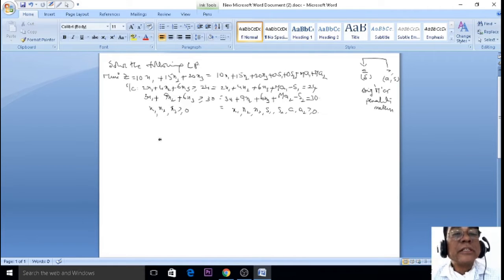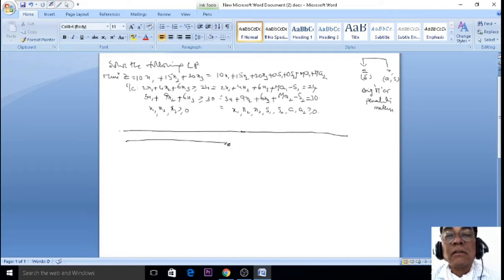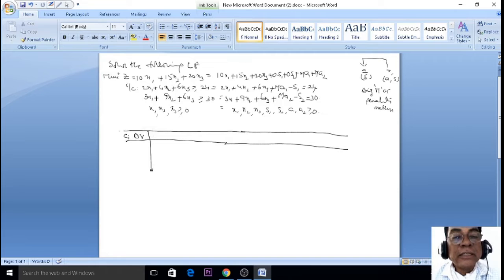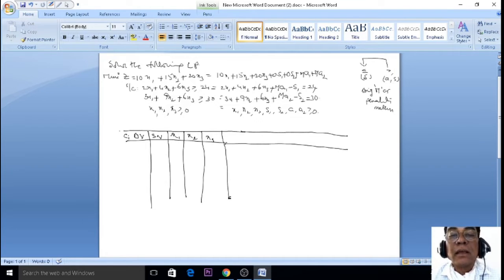Now come to how to enter the values in the simplex table. Please draw this simplex table. Same principle, same way. There is no difference. Next, Ci, basic variable. Please draw this vertical line here. Next, solution value. Draw the vertical line here, constant. How many variables are there? 3 variables. So x1, x2, x3.